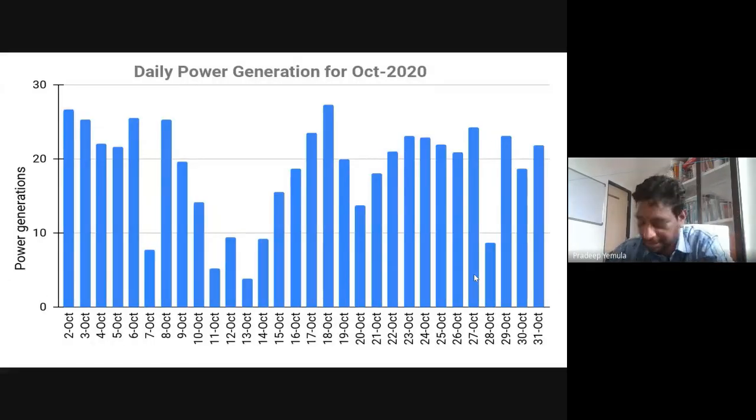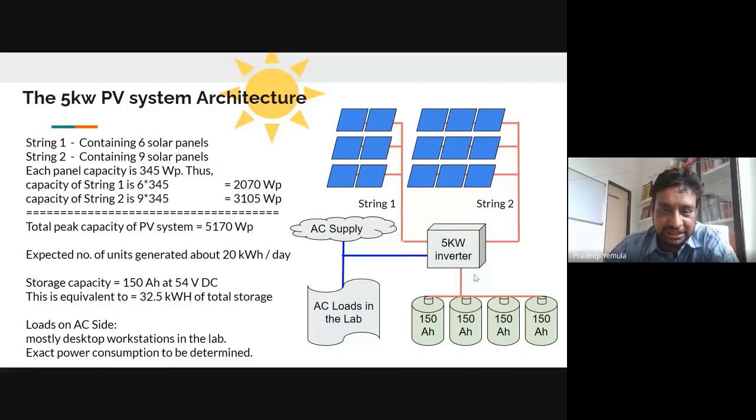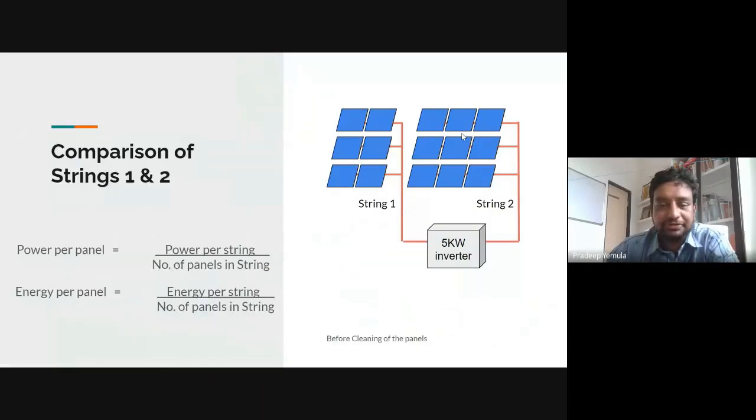Anyway, so the same pattern: October, November, and December. Okay. Now one more exercise we have done is, what is the impact of cleaning of panels, before and after. So again, recollect that we have two strings, string 1 and string 2. If I go forward, power per panel I can get by power per string divided by number of panels. So I can get that.